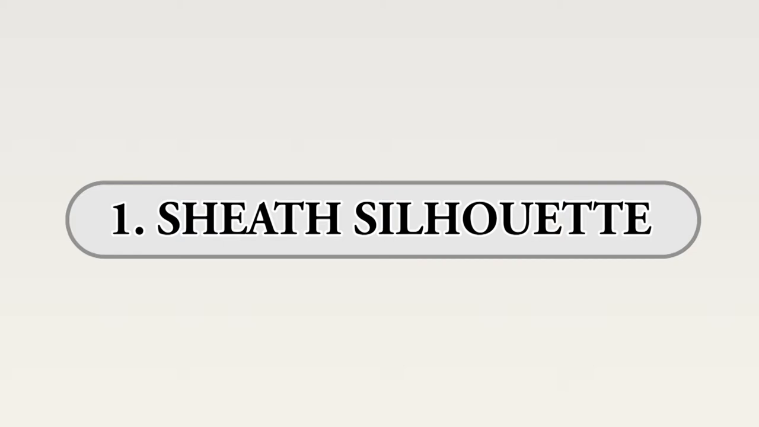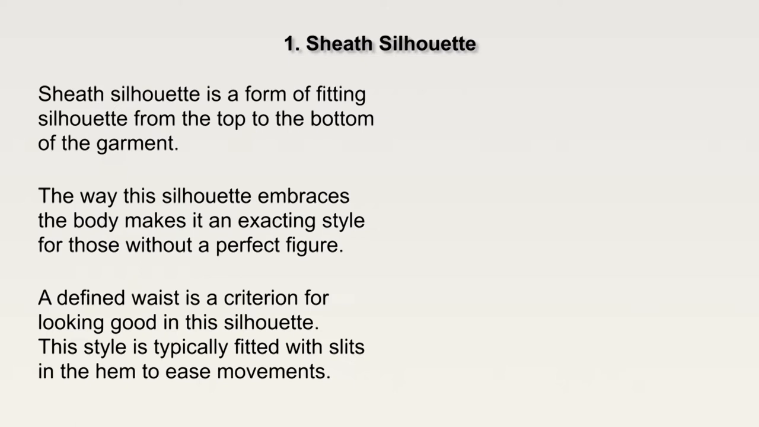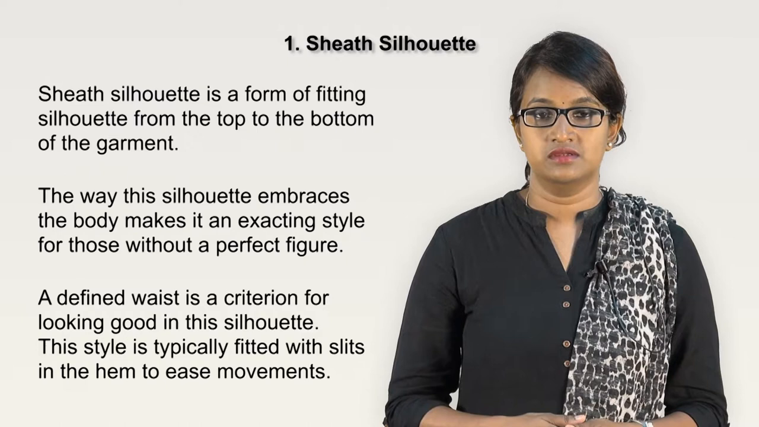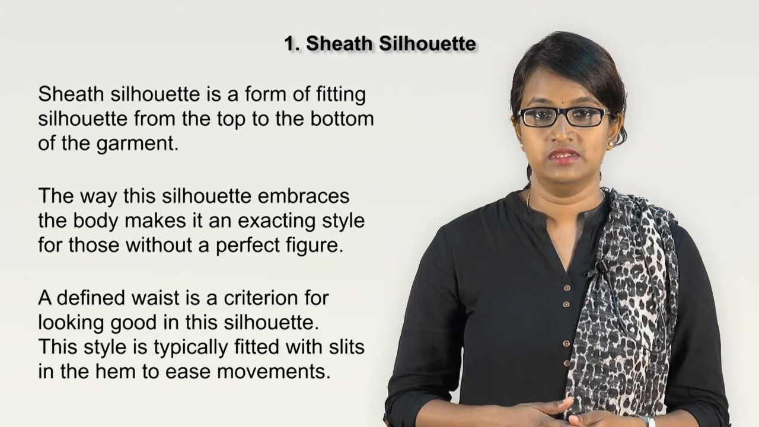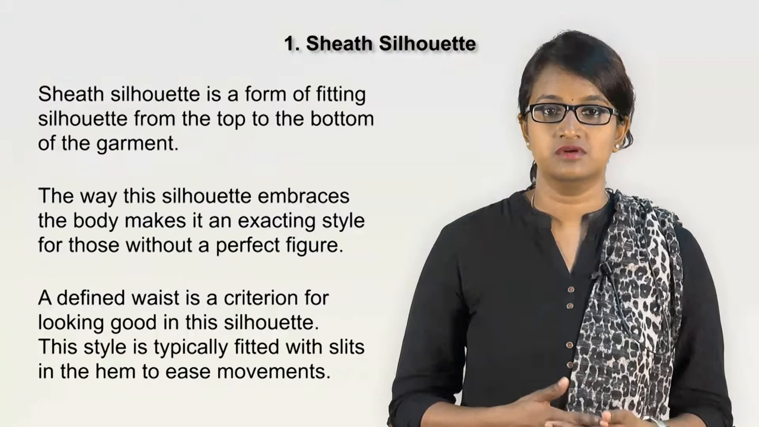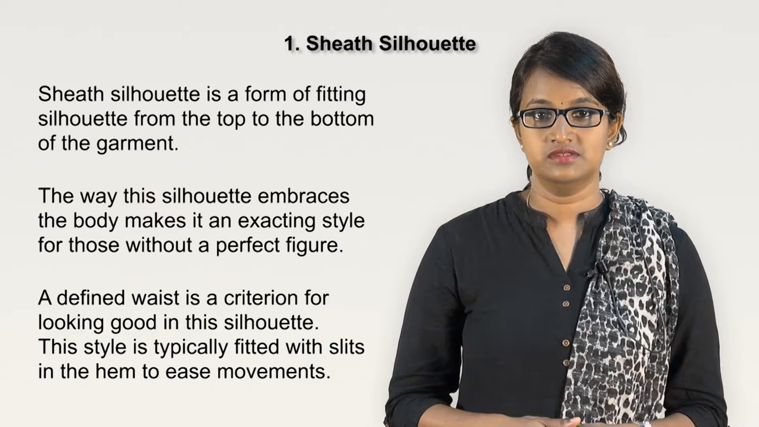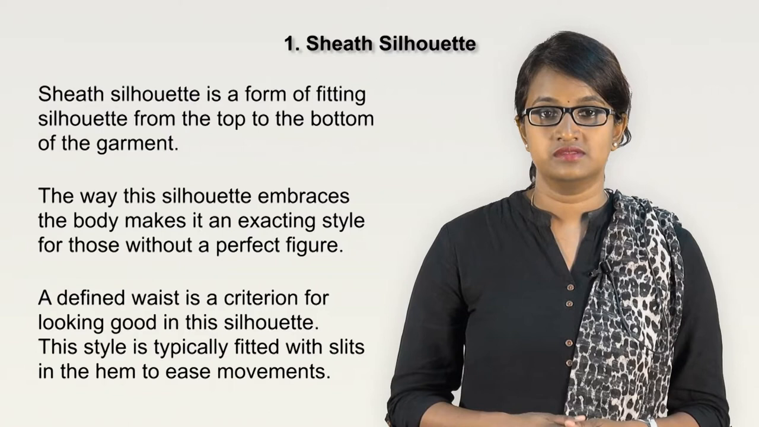Sheath silhouette. Sheath silhouette is a form of fitting silhouette from the top to the bottom. The way the silhouette embraces the body makes it an exacting style for those without a perfect figure. A defined waist is a criterion for looking good in this silhouette. This style is typically fitted with slits in the hem to ease movements.